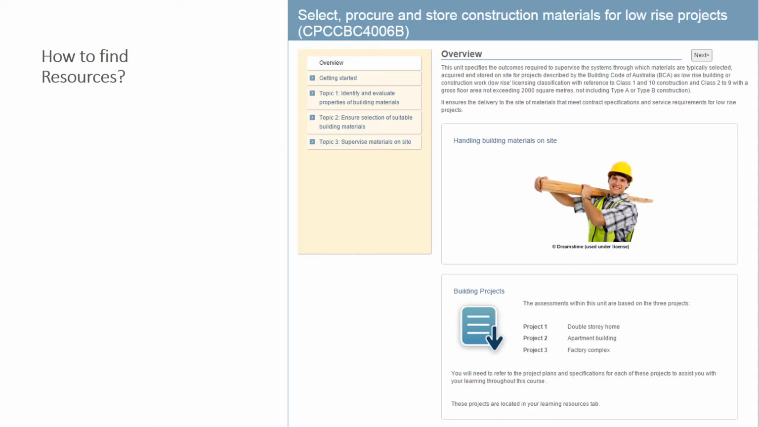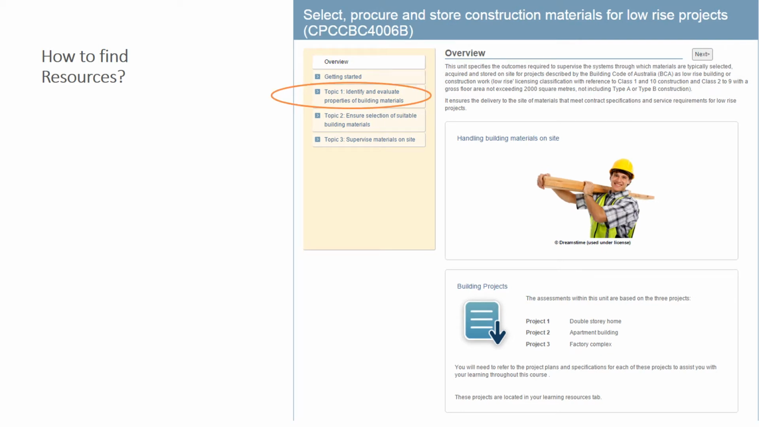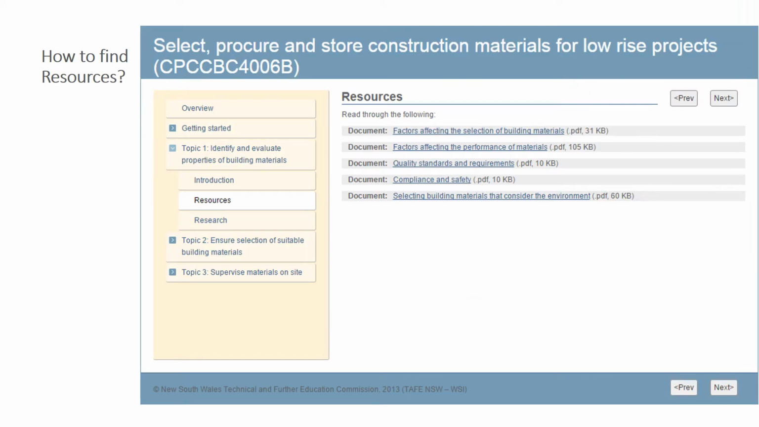If you click the online version, you would see a view like that. You also have the building project listed that you would be using to complete your assessments. Let's click on topic 1. On this page we can see resources listed for topic 1, and you can download learning material printed in PDF format.